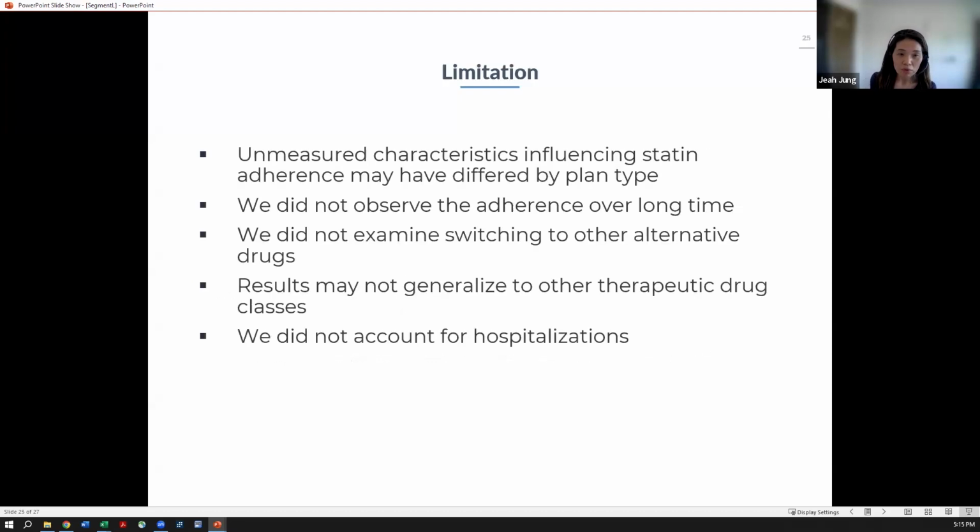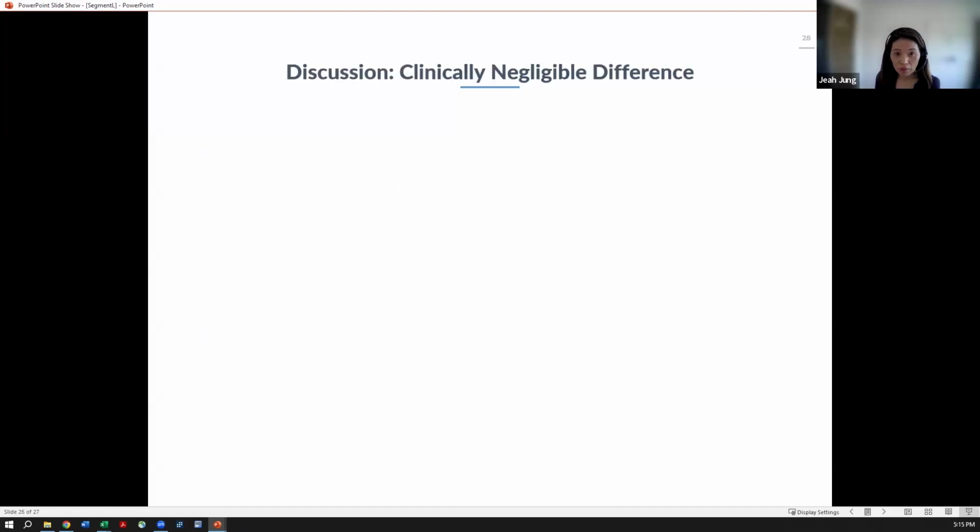And limitations, of course, there are some unmeasured characteristics influencing statin adherence. It's really 1 year, a short time window. We didn't follow long term, and we didn't examine any switching. This should not be much of an issue though. The results cannot be generalized to other therapeutic classes. And we didn't account for hospitalizations.